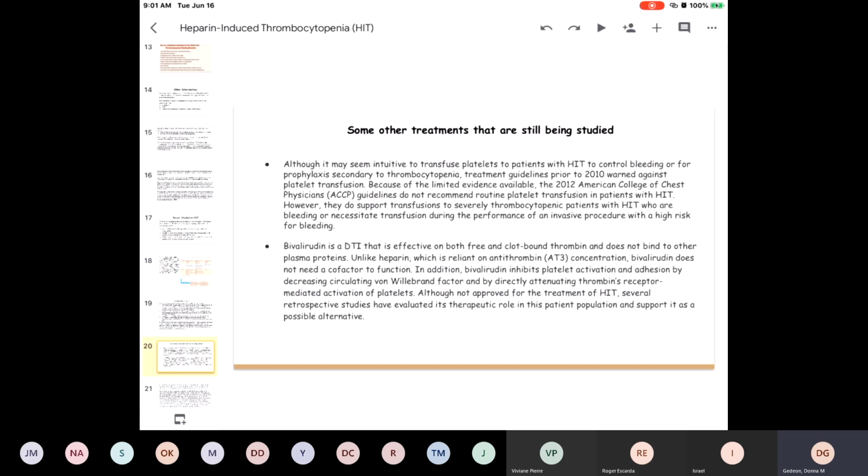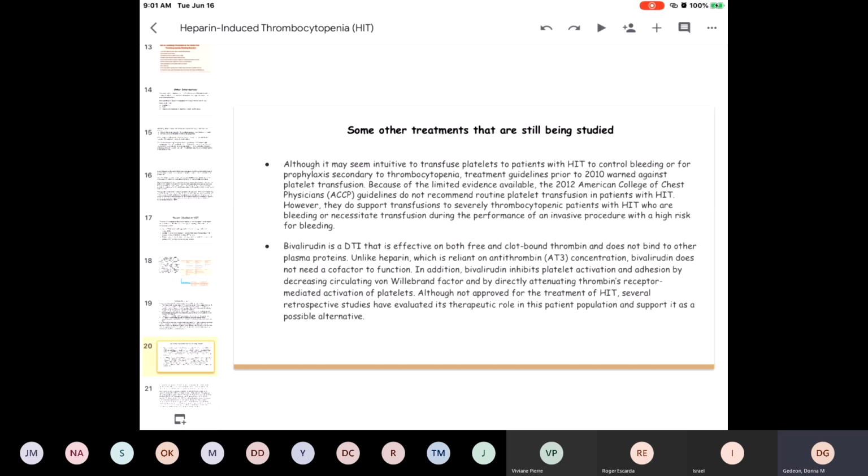And because of the limited evidence available, the ACCP guidelines do not recommend routine platelet transfusion for patients with HIT. However, they do support transfusion for severely thrombocytopenic patients with HIT who are bleeding or in need of transfusion during the performance of an invasive procedure with a high risk for bleeding.